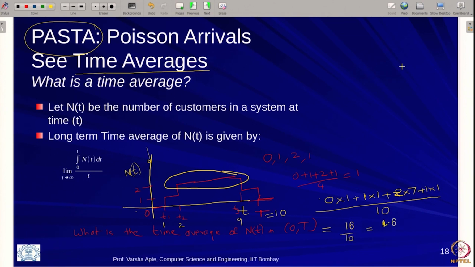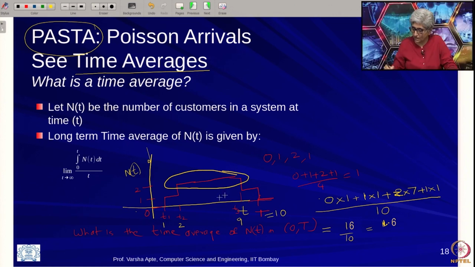Now it is making a little bit more sense, since there were 2 customers in the system for almost 7 units of time. That has given this whole numerator some weight, and it has brought up the average to 1.6. So this is a better way of calculating averages of values that are changing over time. If this time averaging is done for a long period of time, where this time t is large, that is when it is a long term time average. That is what long term time average is.